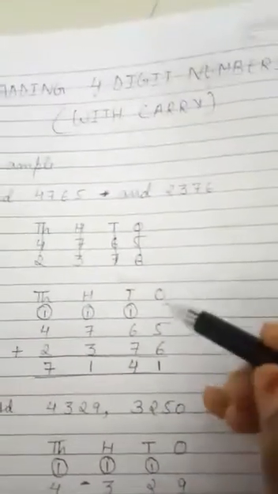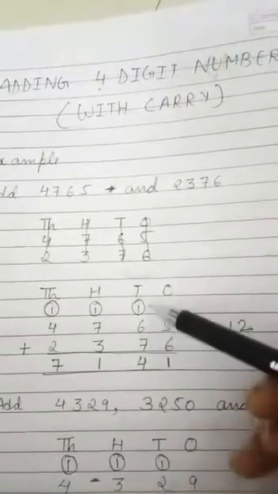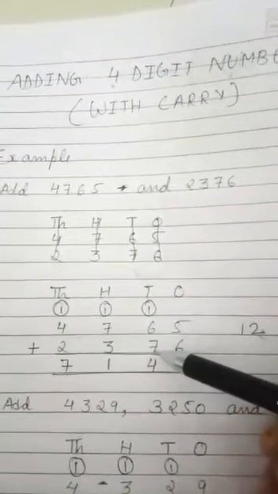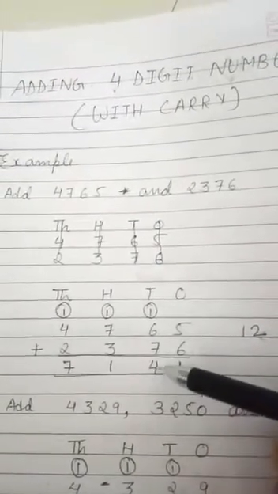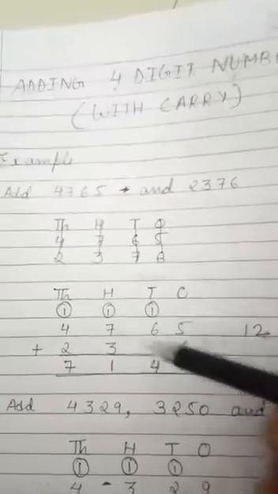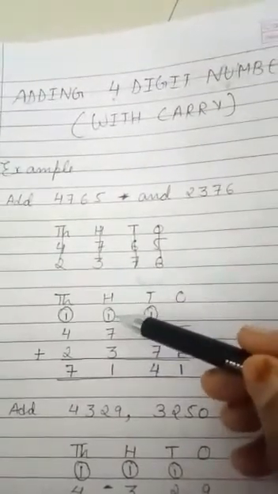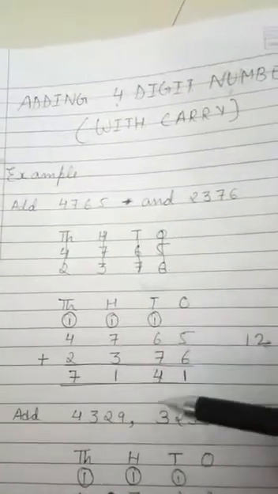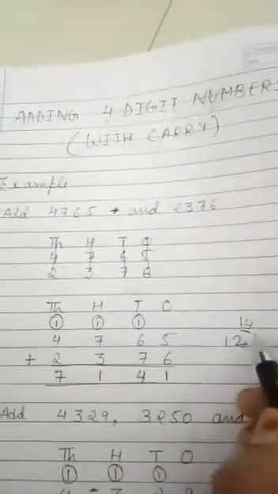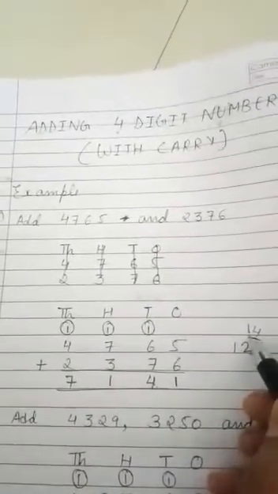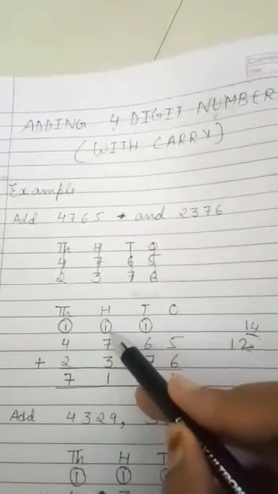Now moving on to the tens column, the addition will be of all three digits. Never forget the carry one. So 7 plus 6 plus 1, that will be 14. So 14, the ones place 4 we have written here, and the 1 on the tens place we have carried forward. So we have written 4 over here, and the 1 that is on the tens place, we have carried over here.